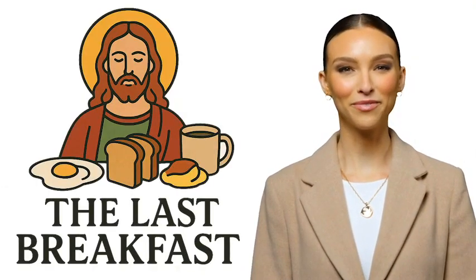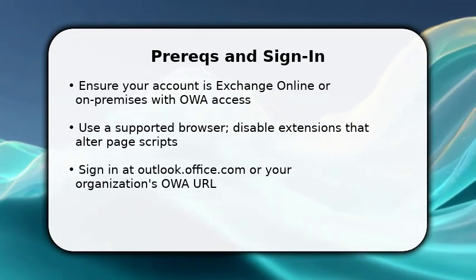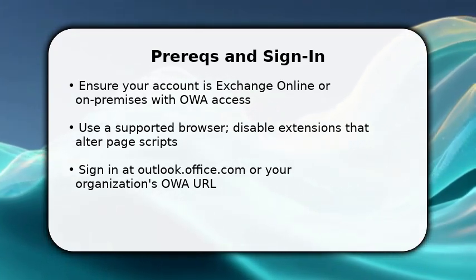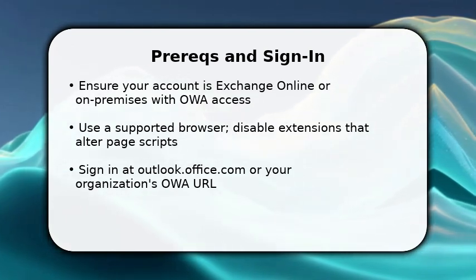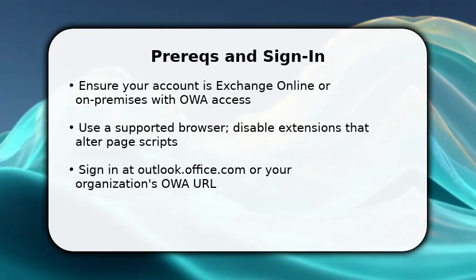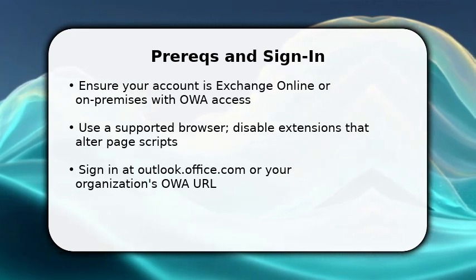Please enjoy the video. You'll start by confirming access. Make sure your mailbox is on Exchange and you can reach Outlook.office.com or your company OWA. Once signed in, make sure you're not blocked by an extension. Disable ad blockers briefly. Now open settings from the gear icon in the top right.